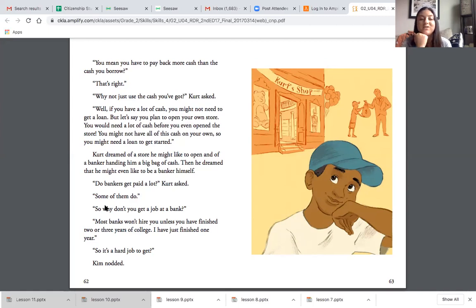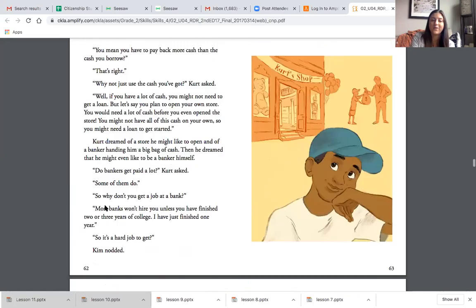Kurt dreamed of a store he might like to open and of a banker handing him a big bag of cash. Then he dreamed that he might even like to be a banker himself. "Do bankers get paid a lot?" Kurt asked. "Some of them do." "So why don't you get a job at a bank?" "Most banks won't hire you unless you have finished 2 or 3 years of college. I have just finished 1 year, so it's a hard job to get." Kim nodded.